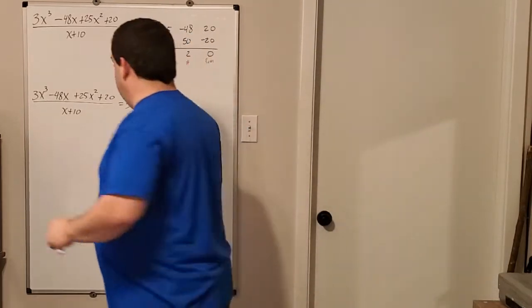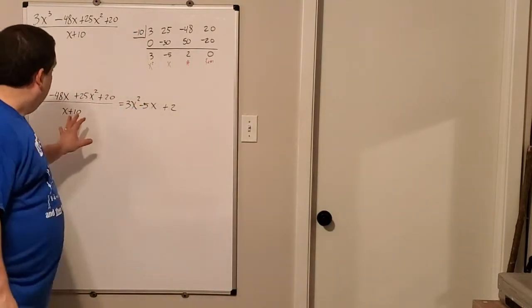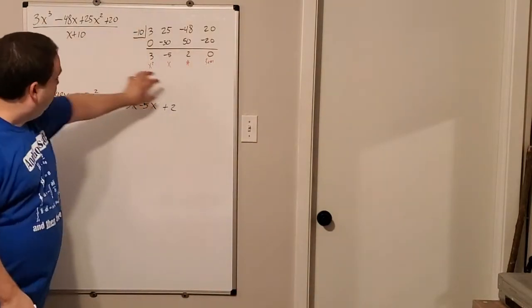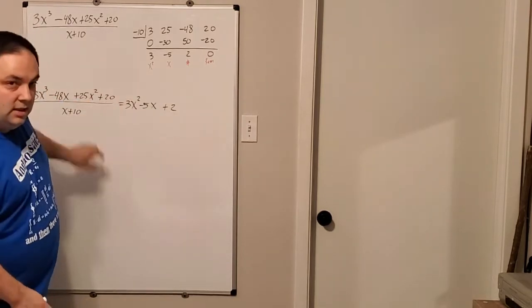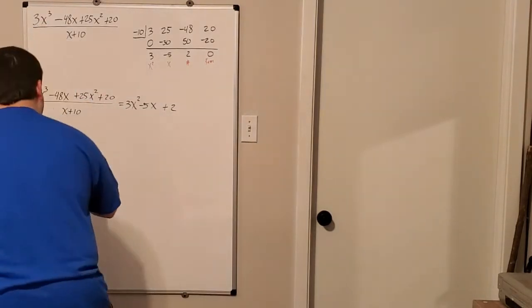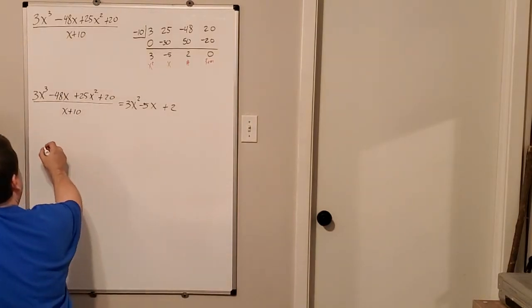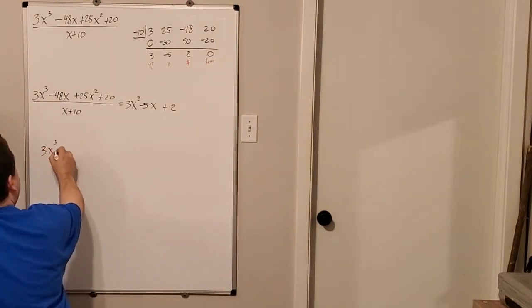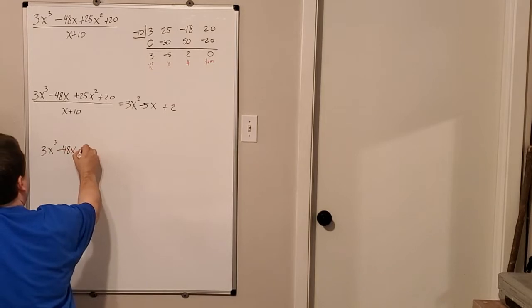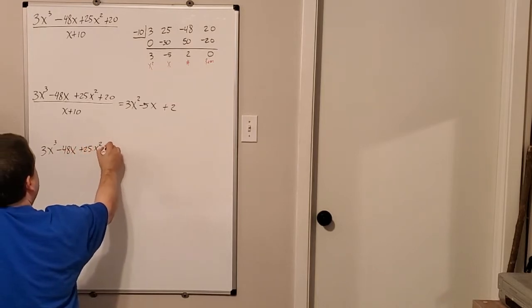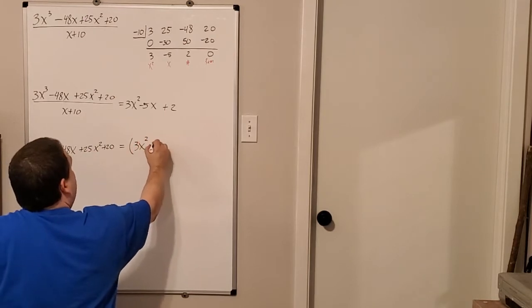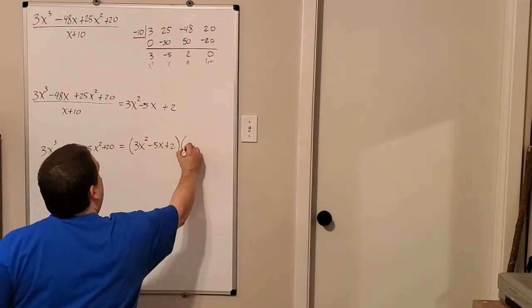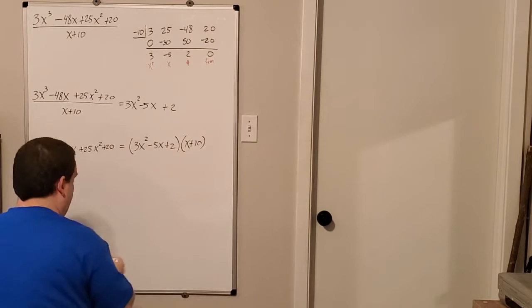Because I can do this. Notice I can actually multiply in this equation right here. I can actually multiply the x plus 10 to both sides. And it would look like this. 3x to the 3 minus 48x plus 25x squared plus 20 is equal to 3x squared minus 5x plus 2 times x plus 10. Okay?